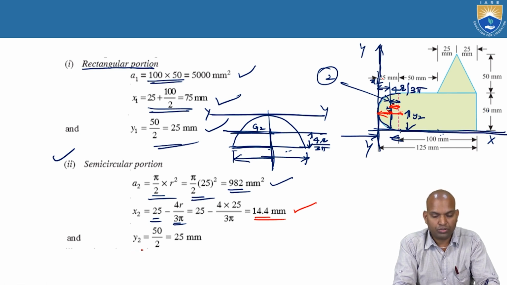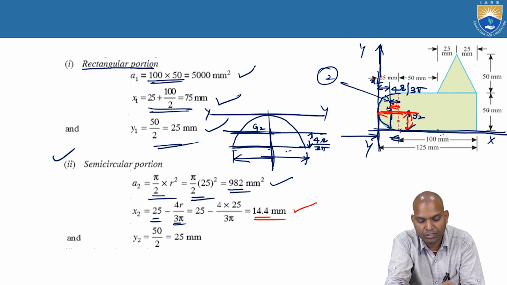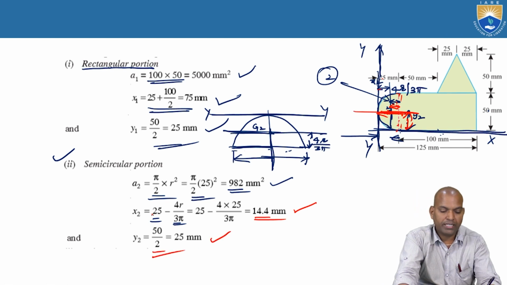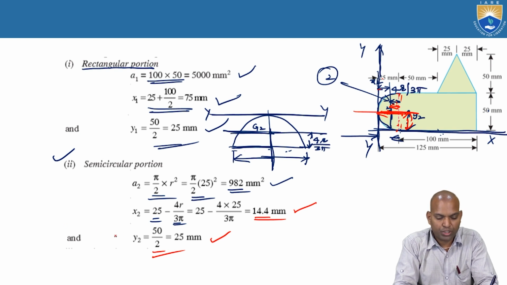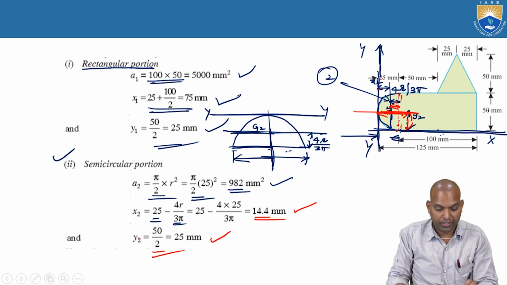Now what is y2 equal to? That y2 distance is 25 millimeters. What is the distance? 50 by 2, 25 millimeters. So x2, y2: x2 is 14.4 millimeters, y2 is 50 by 2, that's 25.